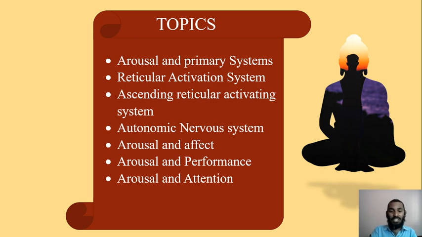And today in the section, these are the topics that we are going to discuss: arousal and primary systems, reticular activation system, ascending reticular activating system, autonomic nervous system, arousal and affect, arousal and performance, arousal and attention.